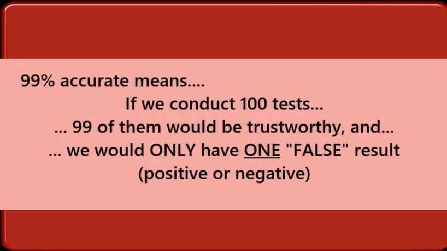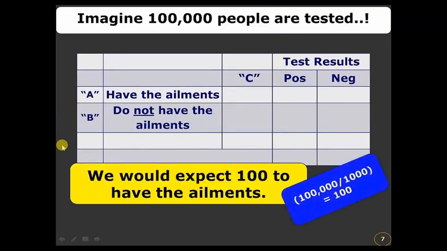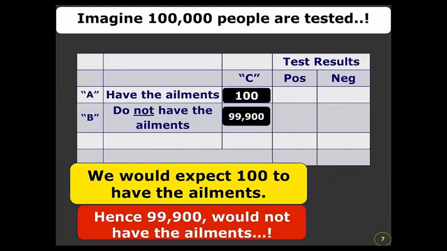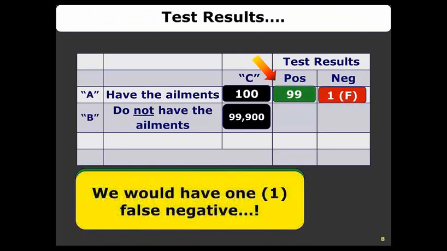Now 99% accurate means if we conduct 100 tests, 99 of the results would be trustworthy and we would only have one false result, positive or negative. So imagine 100,000 people are tested and we create a table. Row A is for those who have the ailments and row B is for those who do not have the ailments. Now we would expect 100 of these 100,000 people to have the ailments because it is 1 in 1,000. And hence 99,900 would not have the ailments. Now because the test is 99% accurate, we would see 99 positive results and one false negative. That is, one person who actually has the ailment will be told that he does not have the ailment.